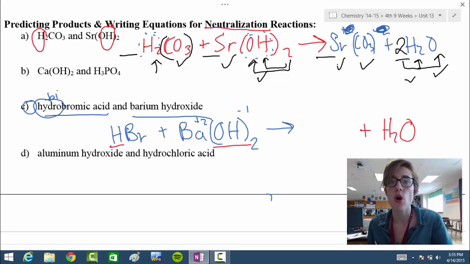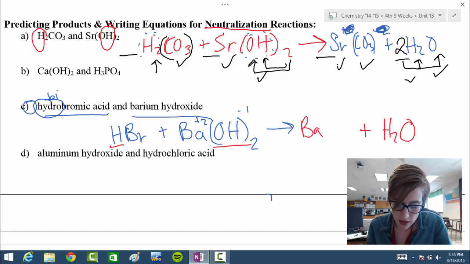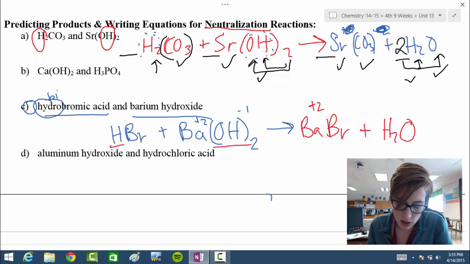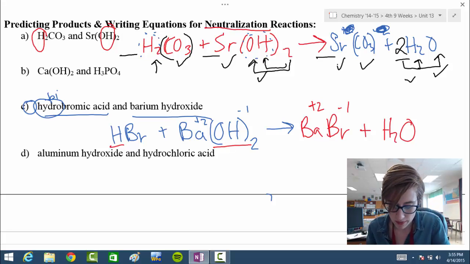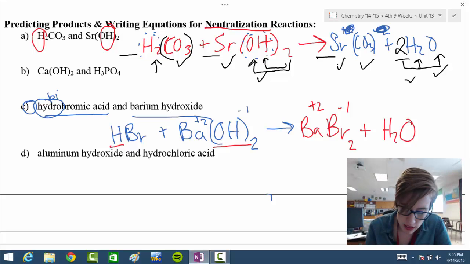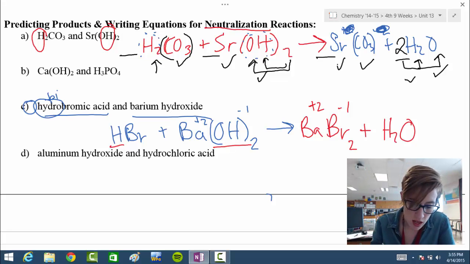Remember, the metal is always written first. So barium is my metal. I put that first. Br is my nonmetal. I put that second. And I have to even out charges. So barium's charge, like we said before, is +2. And like we said before, bromine's is -1. So in order to have a neutral compound, I need a second bromine to even out those charges.